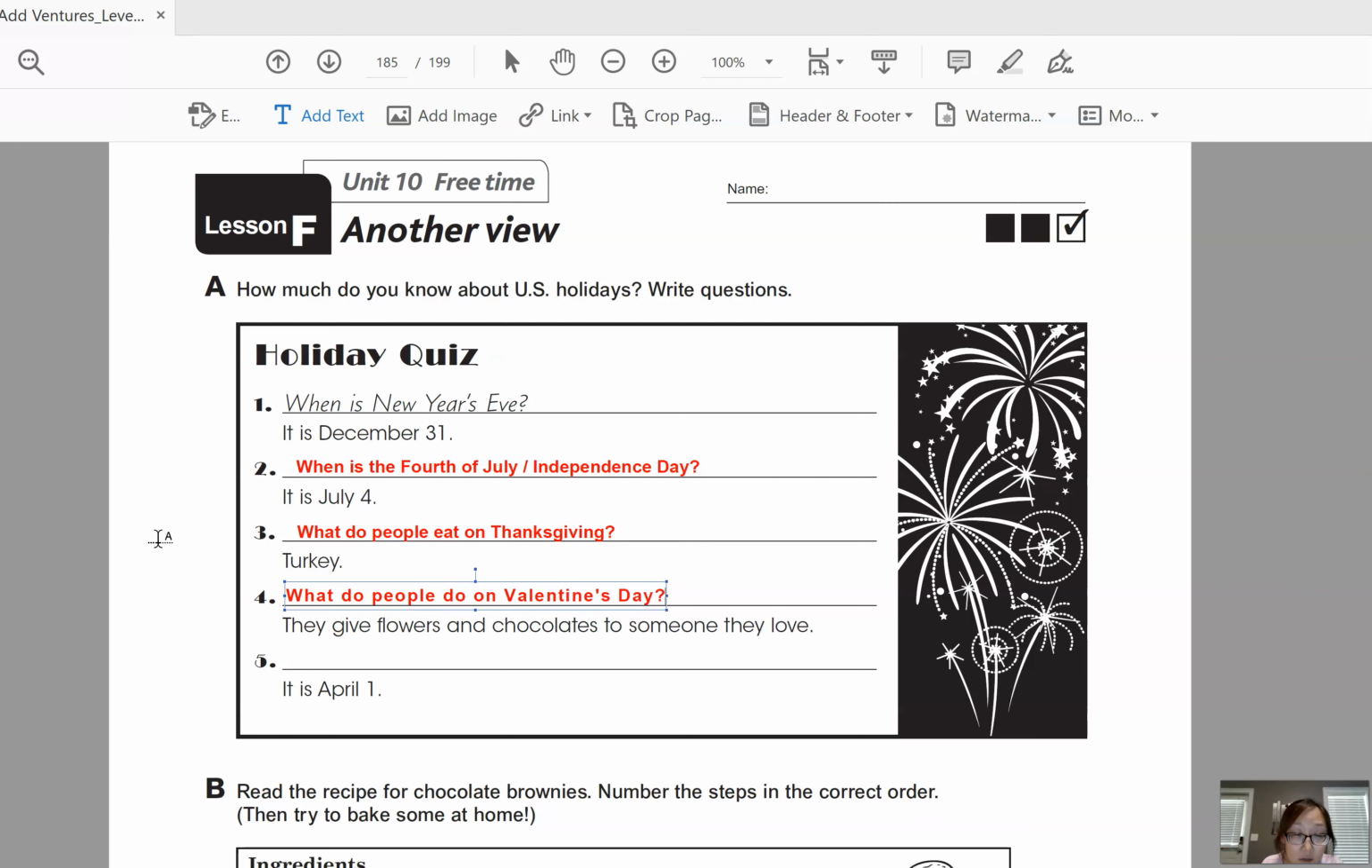Something's wrong with the font now. It looks different. It's more spread out, but it doesn't matter.